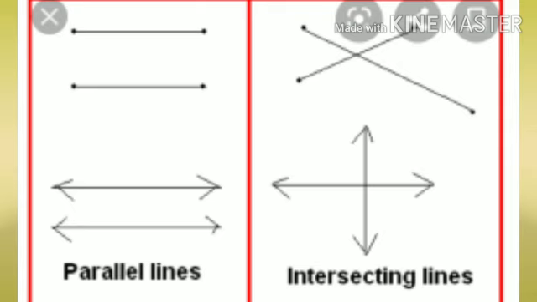Next is parallel lines. When two lines do not intersect each other and pass at the same distance, then the lines are called parallel lines. In the first figure you can observe two lines that do not intersect each other and pass at the same distance, so these are parallel lines. And the next figure is intersecting lines. When two lines intersect each other, then the lines are called intersecting lines.